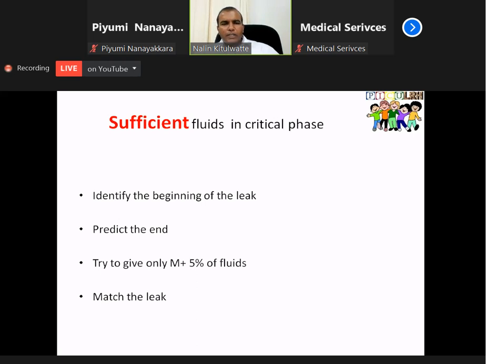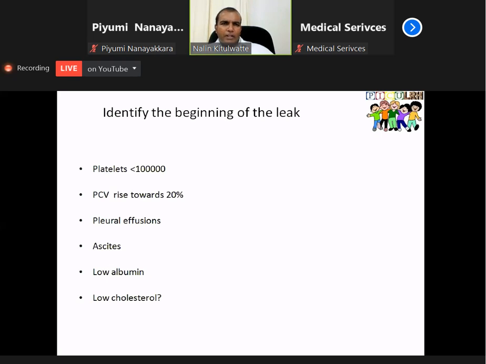These are the 4 things that you have to do to achieve this goal: identify the beginning of the leak, predict the end, try to give only maintenance plus 5% fluid, and match the leak. So we'll go one by one. First, identify the beginning of the leak.